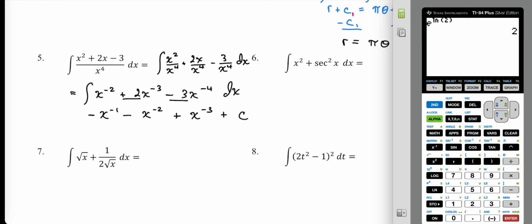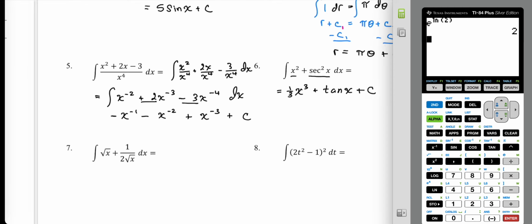So along the same lines, in number 6, we could look at each part separately and say, all right, what do I know about the antiderivative of x to the second? Well, it's a power expression, so increase the exponent by 1, divide by the new exponent. Secant squared, that's actually a rule. Antiderivative of secant squared is tangent, so plus tangent x. Just don't forget that plus c.